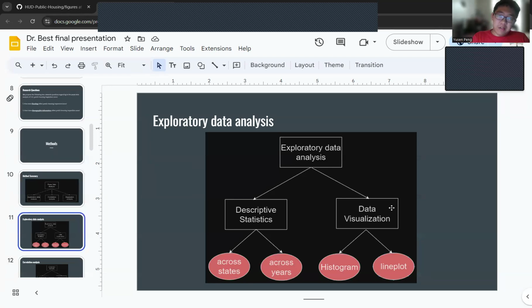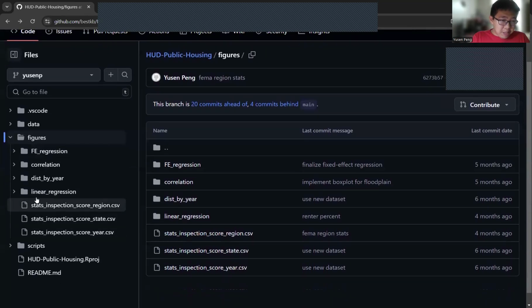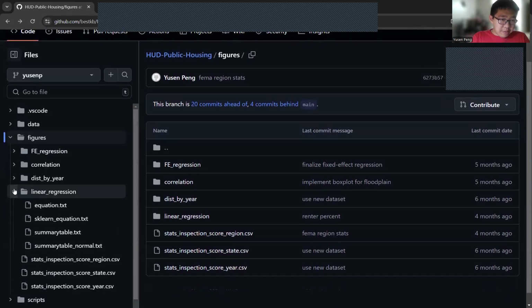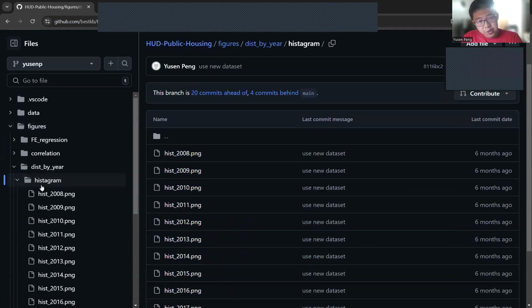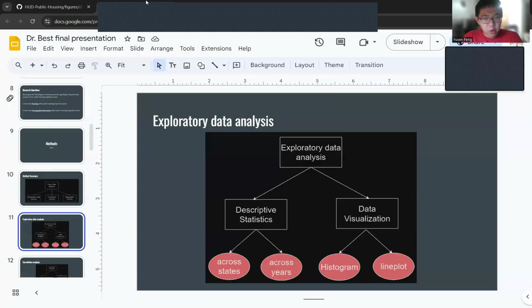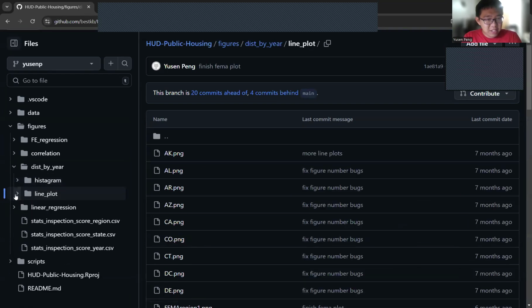Basically, according to the kind of information we wanted, the first thing we did is to build some histograms. If we go back to the figures and open the regression distribution over year, here we have two folders. One is called histogram. Did I spell histogram correctly? I don't think so, but anyway, the other is called line plot.